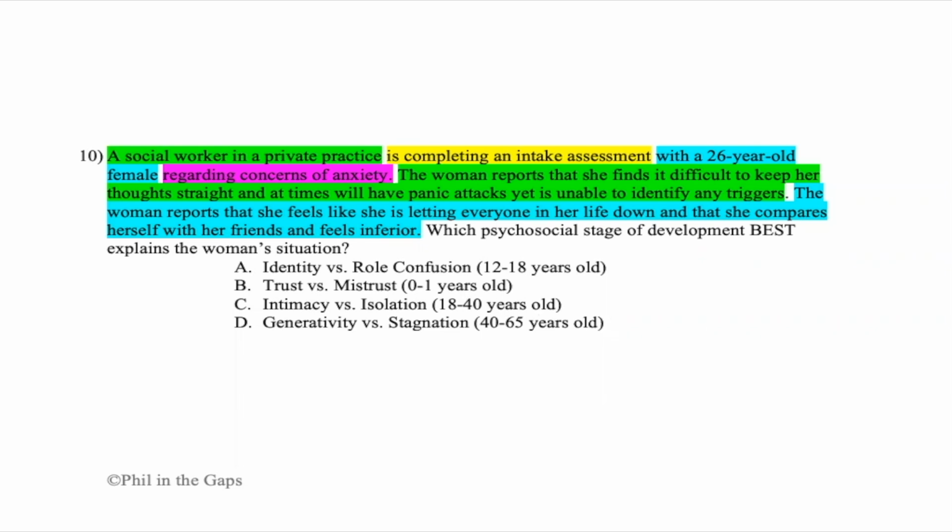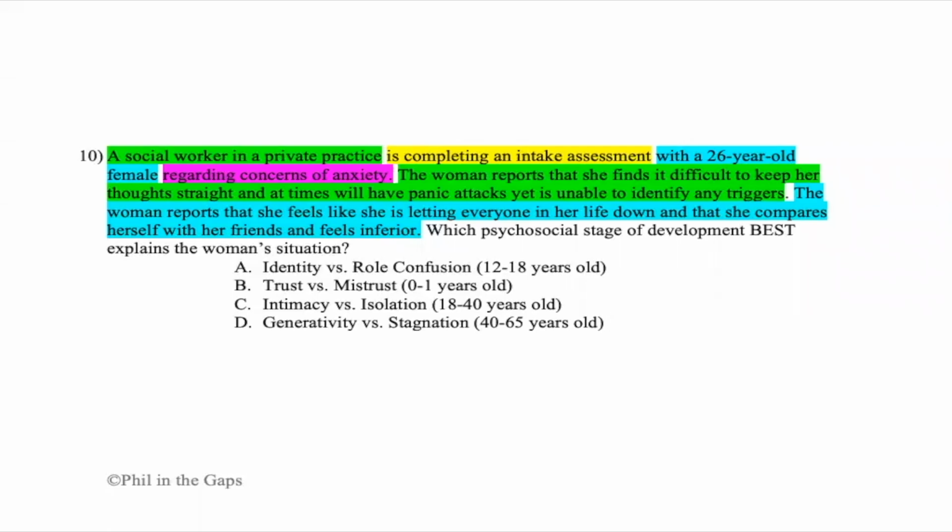You know, like the time, hop on top of it because it also paints the picture of what we're looking at. So, it's our first time meeting with a 26-year-old female. That's our client regarding concerns of anxiety. That's what brought her in. One report says she finds it difficult to keep her thoughts straight and at times will have panic attacks, yet is unable to identify any triggers. Sounds consistent with the concerns of anxiety.